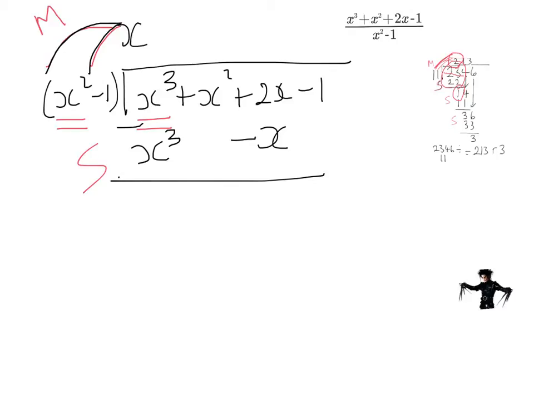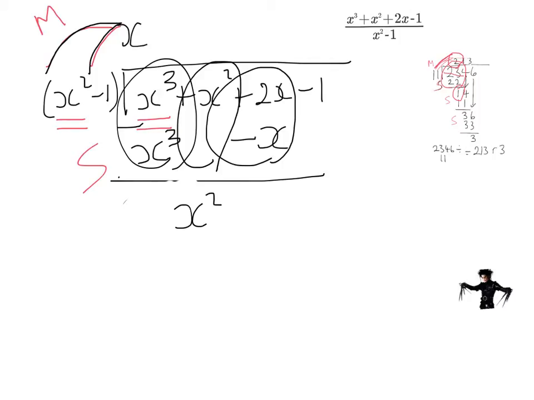X cubed take away x cubed will give me no x cubed. And in fact, what you'll find is that I won't bother writing that. I've just written that for you for the beginning. Okay, x squared take away nothing. There's nothing in there. Gives me x squared. And 2x take away x. Okay, 2x minus x. Be really careful. The minus will go to a plus, and therefore I'll be left with 3x. So that is my remainder.